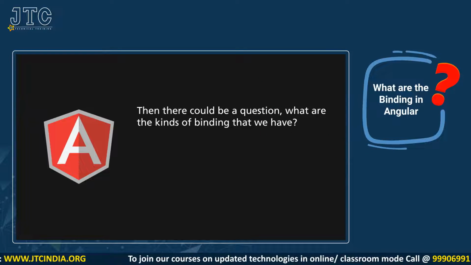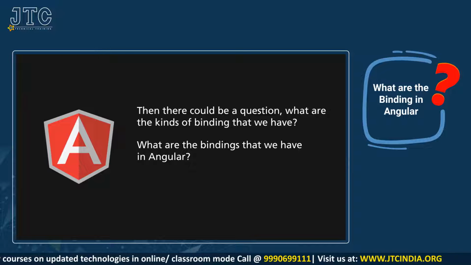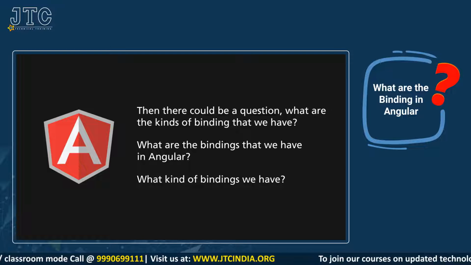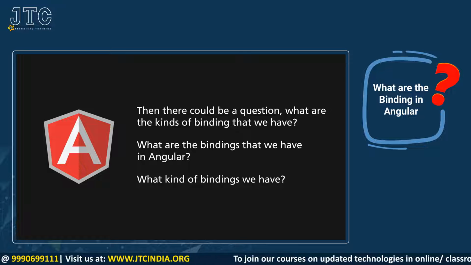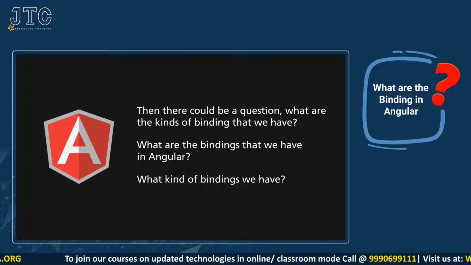Then there could be a question: what are the kinds of binding that we have? What are the bindings that we have in Angular? How can you bind a particular property to certain components? Different ways, if you can just elaborate on what all you remember.